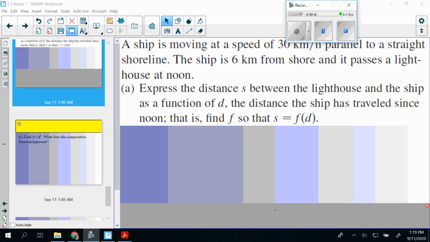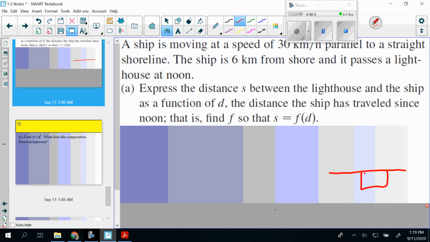You got some kind of shore, hopefully some kind of shoreline here. On the shore somewhere is a lighthouse. There's a ship going by, running parallel, so the ship's going to be running this way. At noon, the ship passes that lighthouse, I'll draw my little ship here. And then we know that the distance is 6, so this distance right here is 6 kilometers.